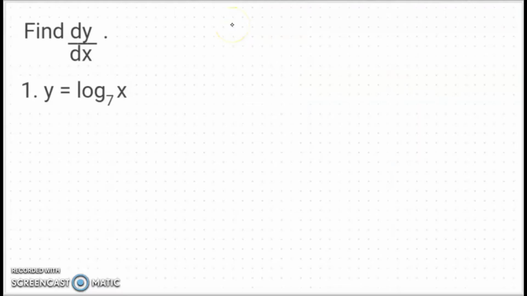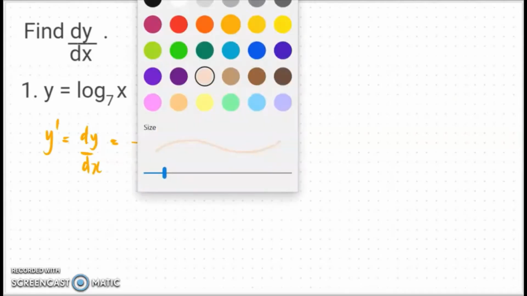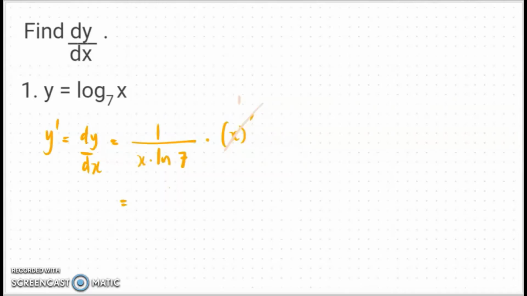For this first example, our g of x is a plain x. So to get its derivative, we have y prime, or the derivative of y with respect to x, is equal to 1 over x ln of the base 7 multiplied by the derivative of x, which we know is just a 1. This is just equal to 1, right? So, finally, our answer is just 1 over ln 7 x.